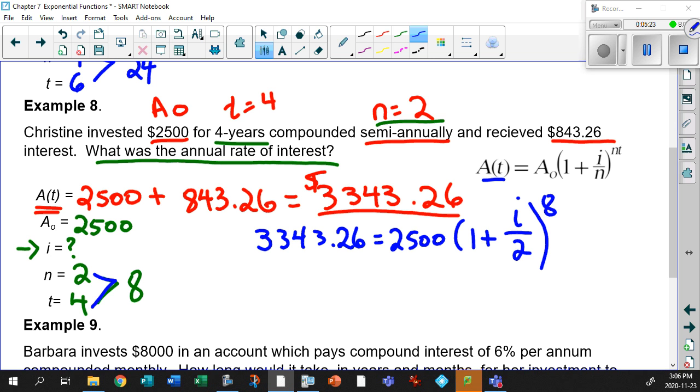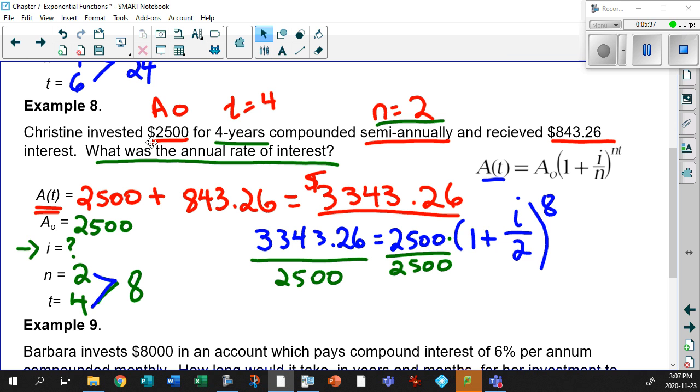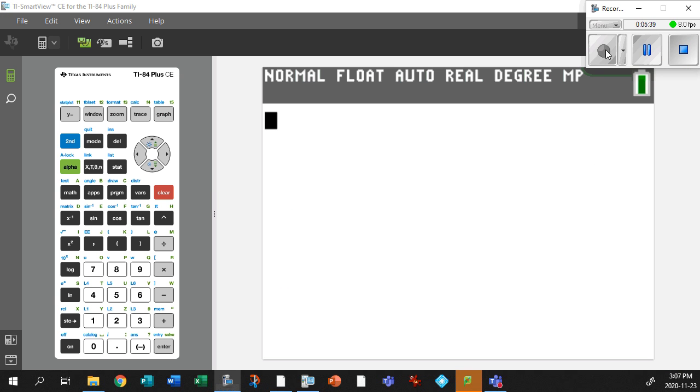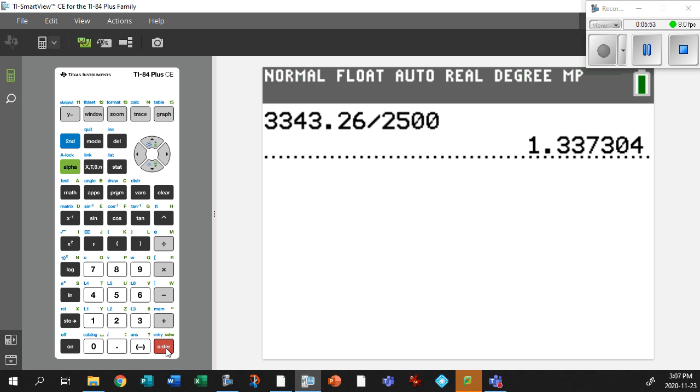You know what? I think I might be able to solve this without having to graph it. Let's see. First thing I would do then is, since that's multiplication, divide both sides by 2,500. Oh boy, let's throw this into our calculator right now. 3,343.26 divided by 2,500 is going to be an ugly number. I have this funny feeling. Oh yeah, that's an ugly number. That's going to give you 1.337.